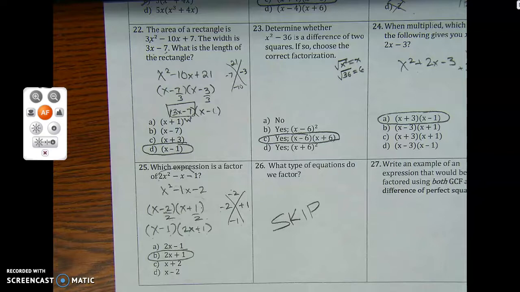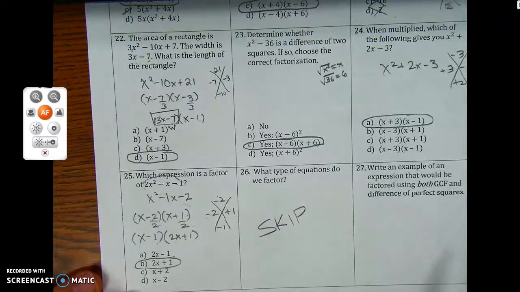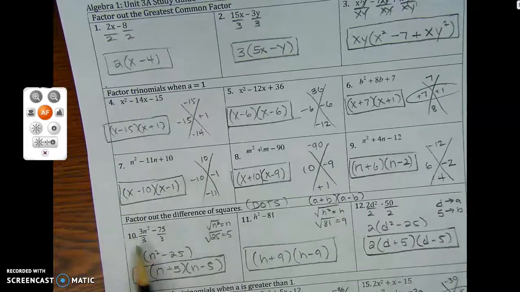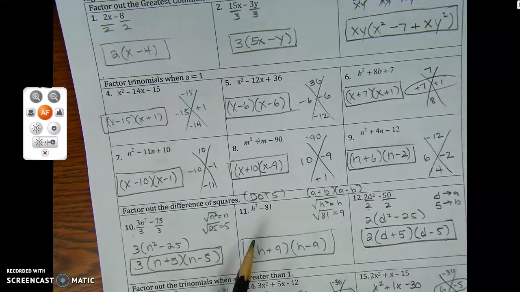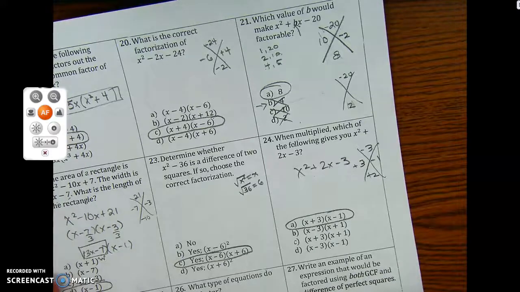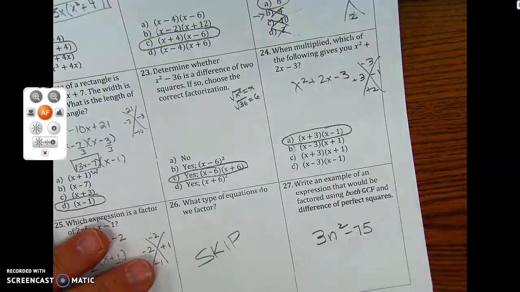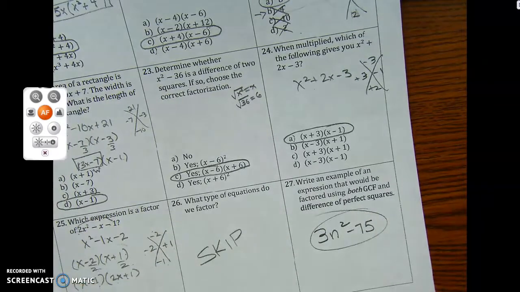Now guys, 27 is not rocket science. A problem where you would do both GCF and difference of perfect squares. All you need to do is come over here and remember that in number 10 and number 12 you did GCF and difference of squares. So let's just write down one of those problems. 3n squared minus 75. That expression would be GCF and difference of squares.